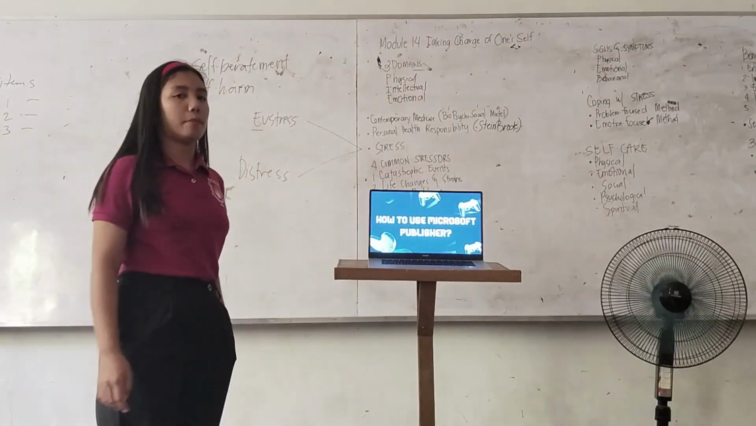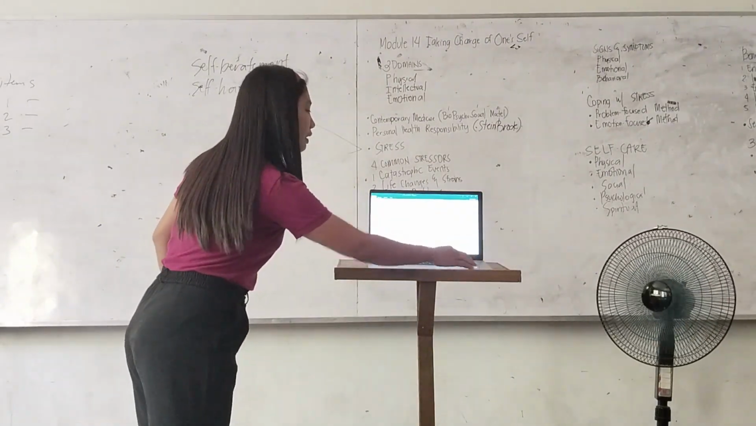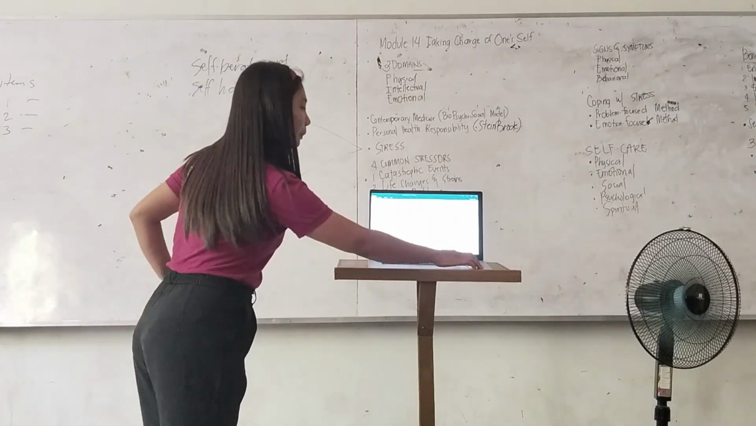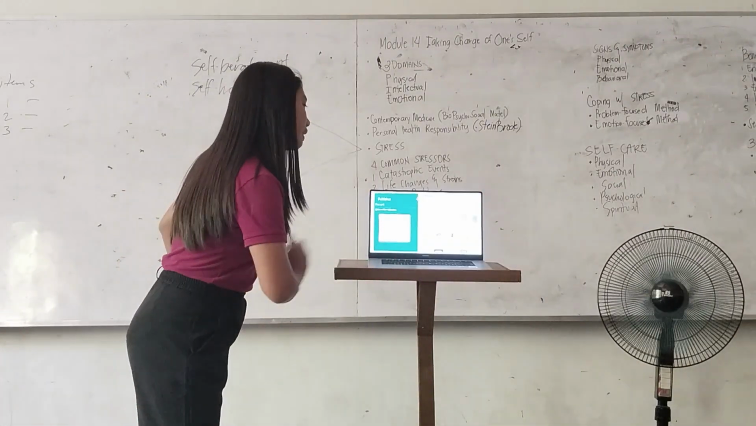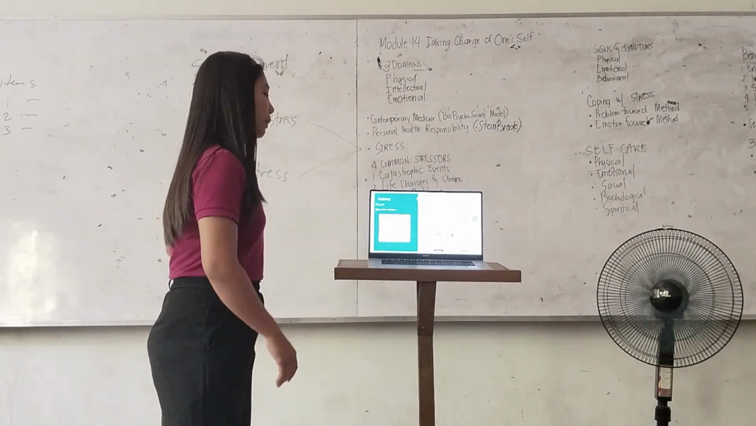Next, how to use the Microsoft Publisher. Step 1, open the Publisher app. Step 2, select or search for a template.